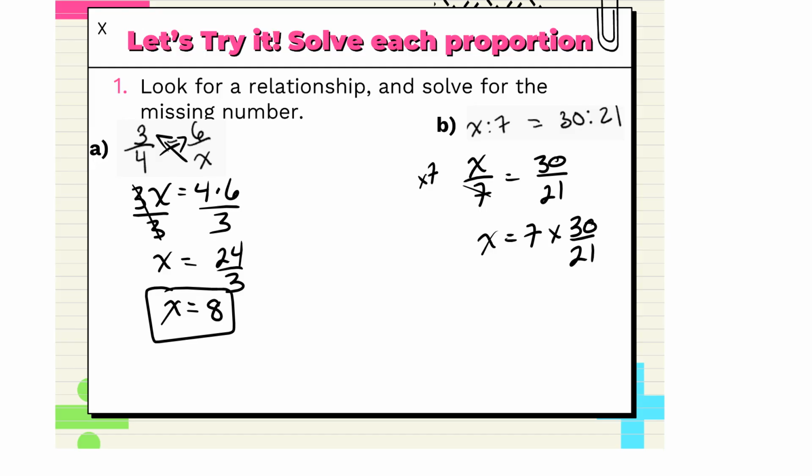So remember, whatever you're doing to one side of an equation, you have to do to the other side of the equation. So because we wanted to get rid of that 7, we multiplied by 7. Since we multiplied this side by 7, we have to multiply the right side by 7. That leaves us with 210 divided by 21. I can see that the top here is 10 times bigger than the bottom. So I end up with 210 divided by 21 is just equal to 10. So in that case, x is equal to 10.